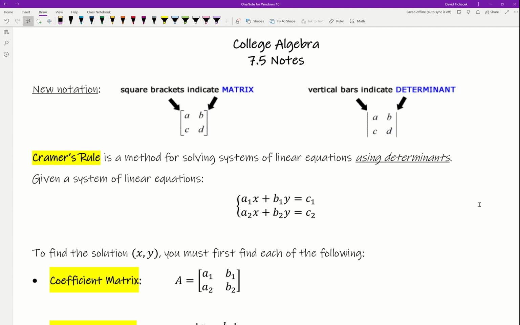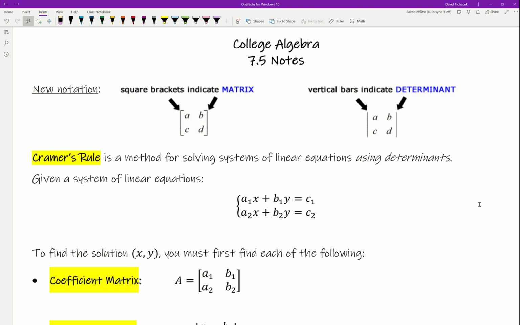Alright friends, welcome back. In this video we're going to be taking a look at section 7.5 from your textbook, and in this video specifically we're going to be wrapping everything up. We're going to be taking everything that we've learned about matrices from the previous couple of lessons, and we finally arrive at what the point has been the entire time, okay?